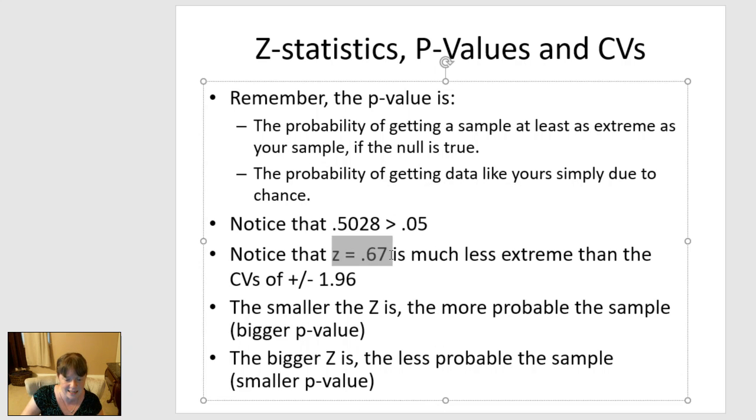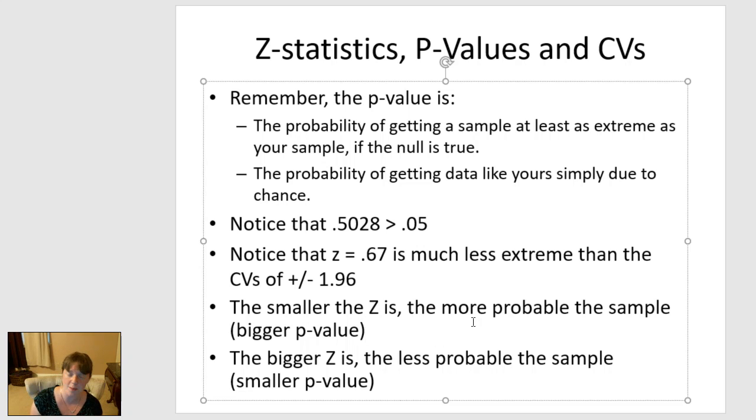And so notice that this p-value was bigger than alpha. Notice that our Z statistic of 0.67 was much less extreme than our critical values of 1.96. And they're telling you the same story, because big statistics come with small p-values, and small statistics, like 0.67, come with big p-values. Z is our first inferential statistic. Our small statistic of 0.67 came with a big p-value.